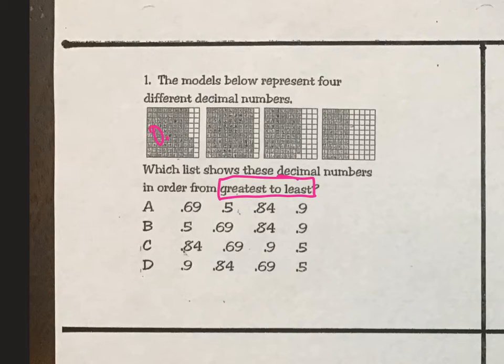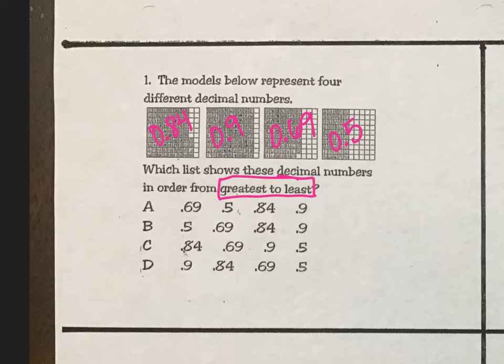84 hundredths. Good. Okay, what is the next one, Avery? 90 hundredths or 9 tenths. I believe 9 tenths is what is in the answers. JJ, what's the third one? 69 hundredths. And then the last one, Gavin? 5 tenths. Very good. Okay, so we're looking greatest to least.